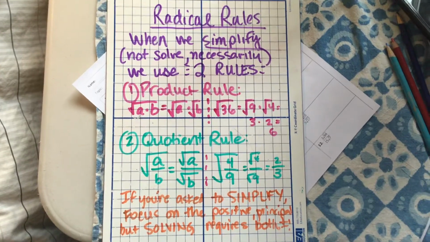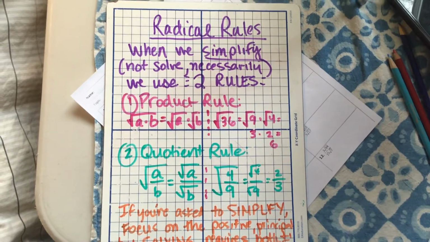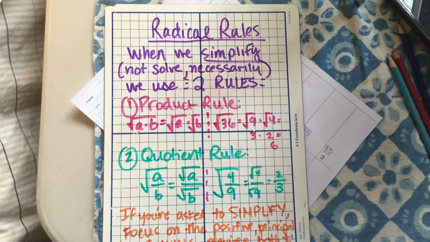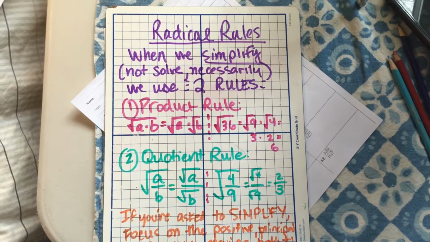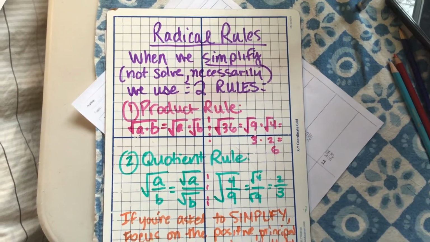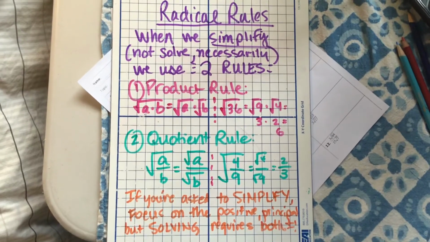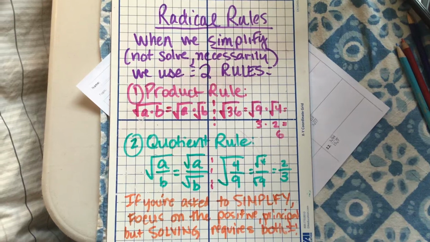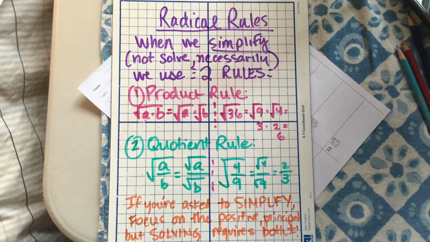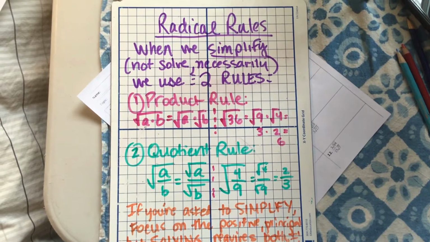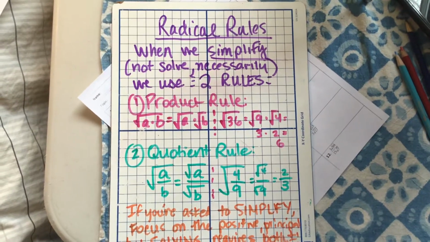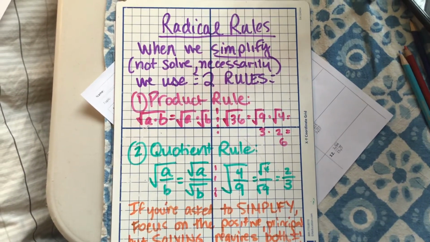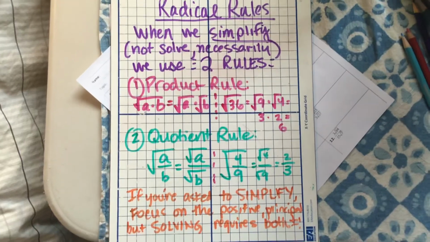Now, notice this is important. If you're being asked to simplify, you're assuming that you're looking for the positive or the principal root. So principal means positive. P stands for P, right? Positive. And then if you are really focusing on solving, so if you have a quadratic equation where you have to solve what's under the radical sign, or what's in the radicand position, you are looking for the positive and negative roots though. So just keep that in mind, okay?